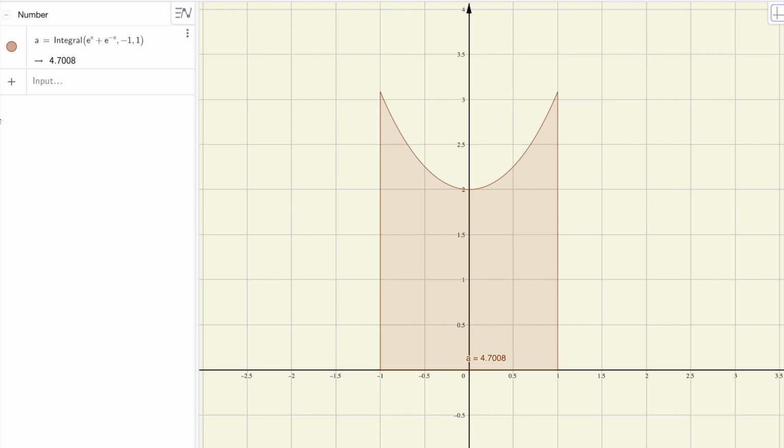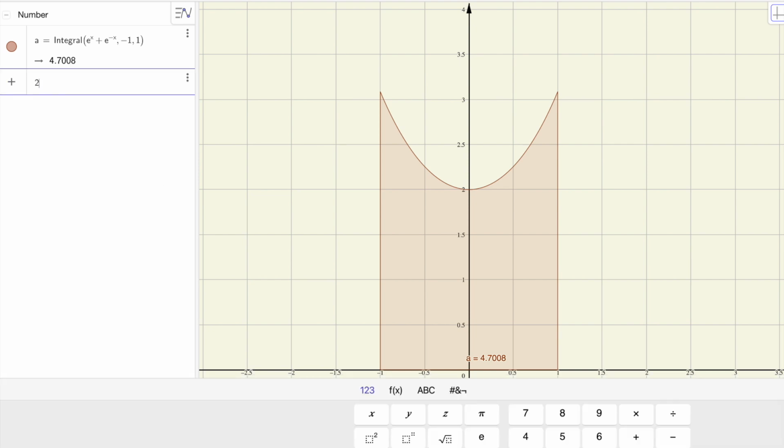So let us check this with this one. 2e, yes, minus again e to the power -1. And you see that is exactly the answer. So the answer, the approximate answer, is this one.